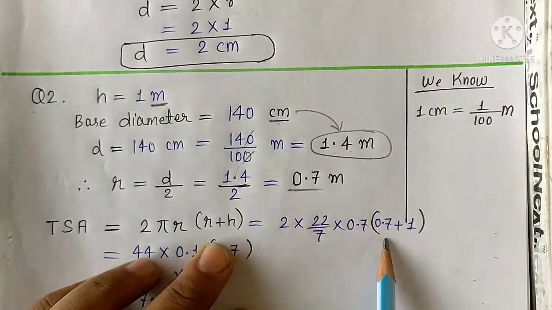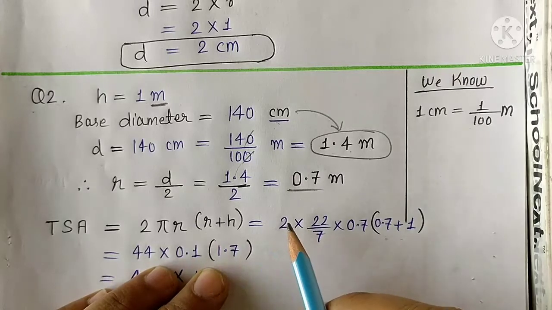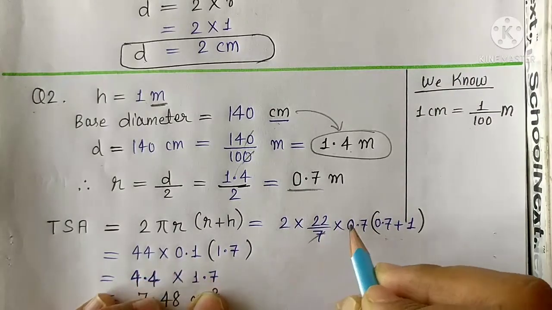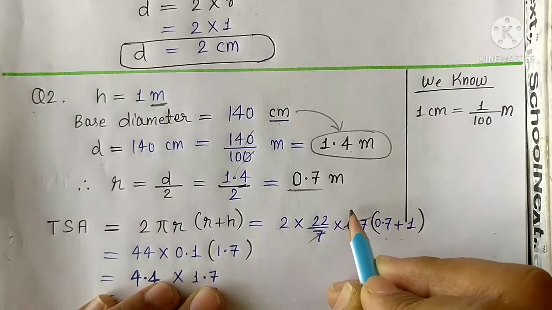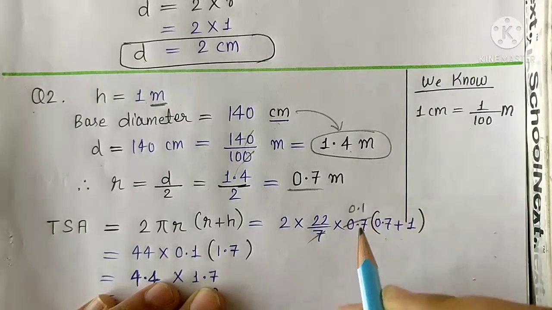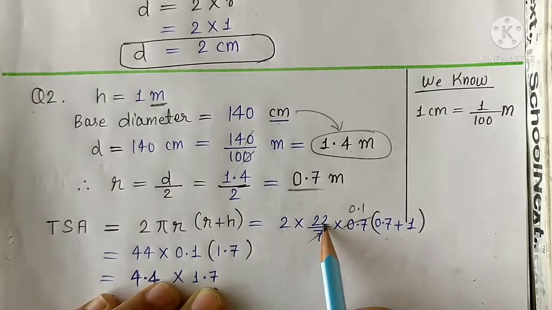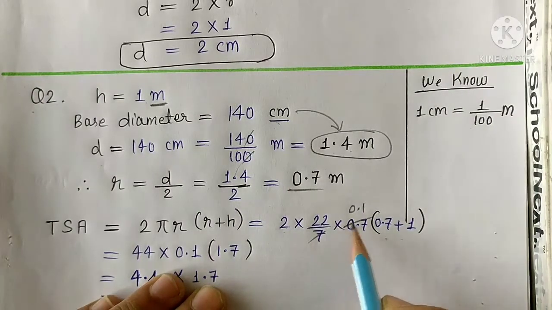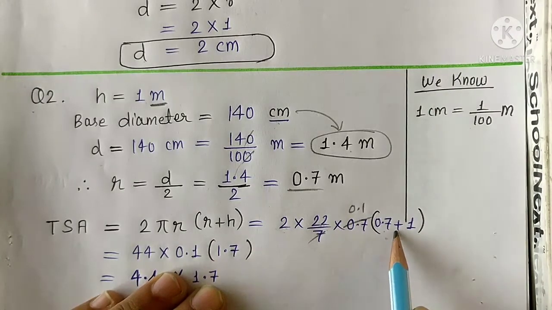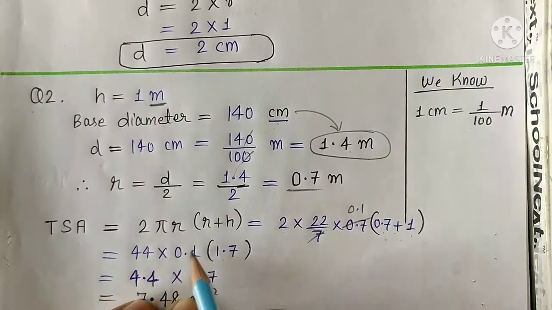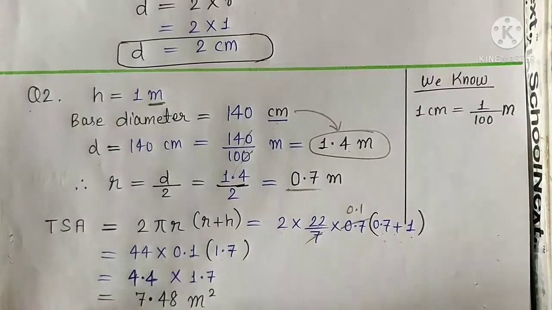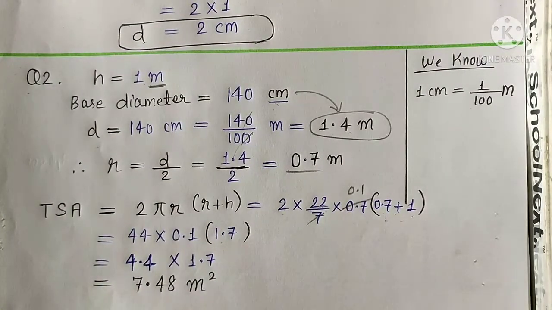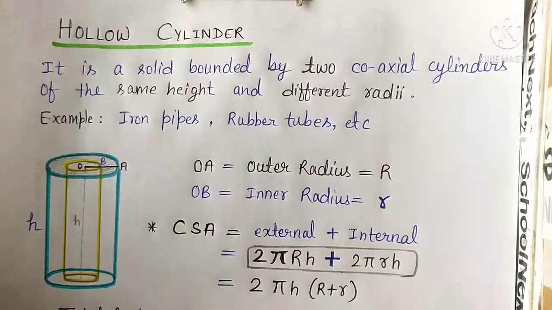1. So plus 1. When we are solving it, you can cut first this 7, and this will come 0.1. Okay. And then 2 multiplied by 22, it will come 44, multiplied by 0.1 and 0.7 plus 1, it will come 1.7. When we are multiplying each of them, it's coming 7.48 meters square. This is the answer of question number 2.